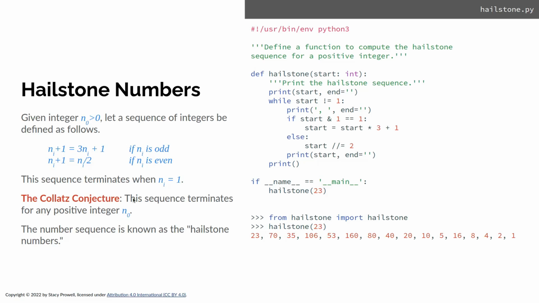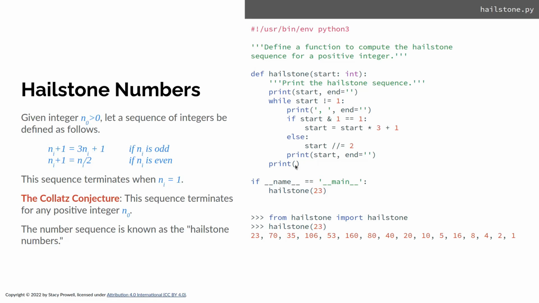So the Collatz conjecture says this sequence terminates for any positive integer n sub 0. So anytime I put a positive integer in this, I'm eventually going to get down to 1. And the sequence numbers are called hailstone numbers. So if I start at 23, I multiply it by 3 and get 69. I add 1 to get 70, divide by 2 is 35, multiply by 3, get 105, plus 1 is 106, and so on down the line.